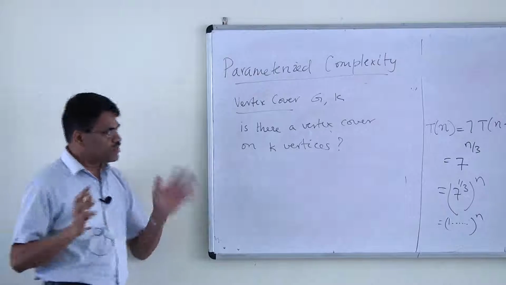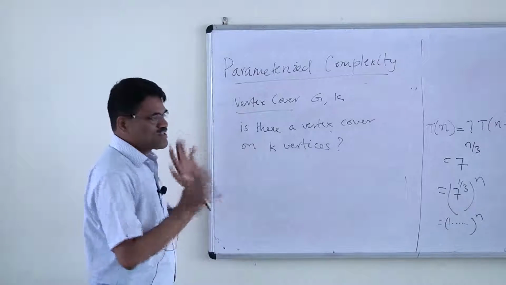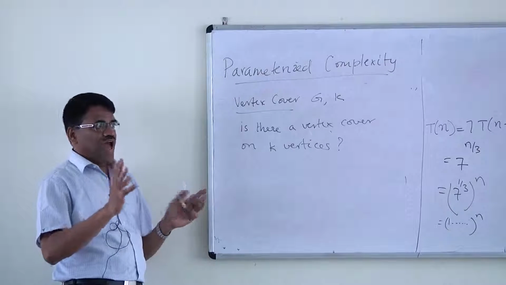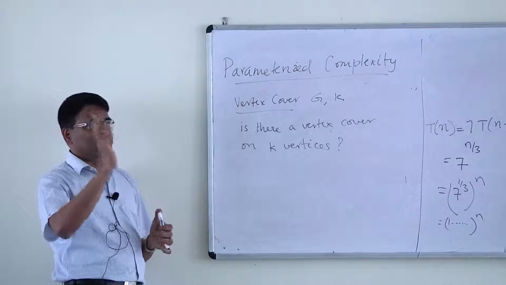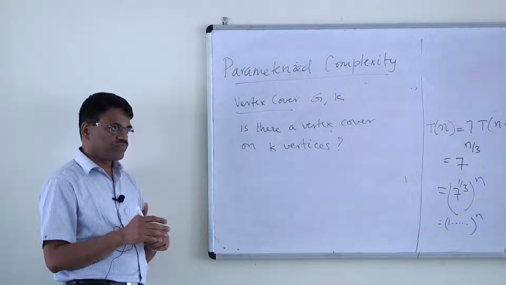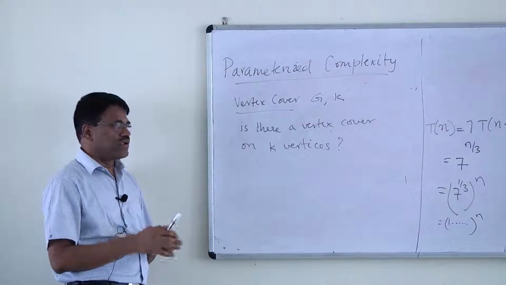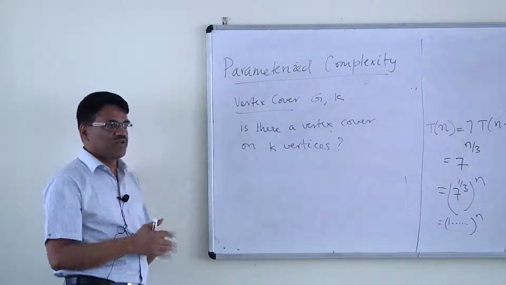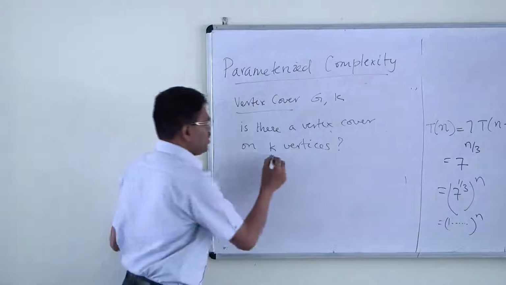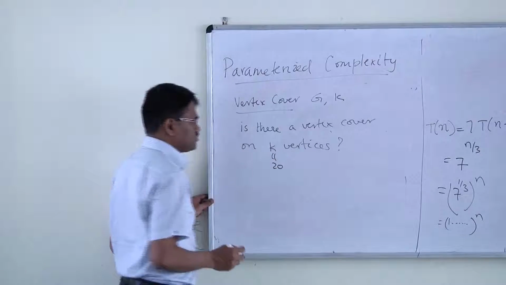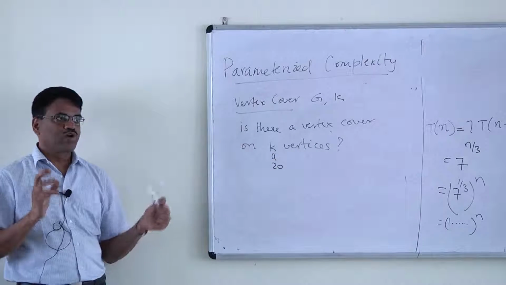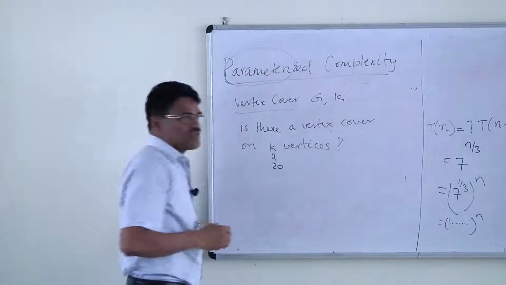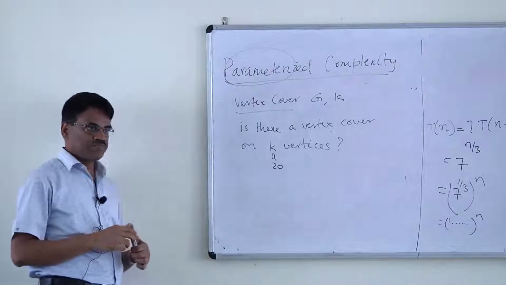But suppose I am not interested in minimum vertex cover. Somebody told me that this graph actually has a vertex cover of size 25, so I want to find it. In particular, I just want to know if there is a vertex cover of size 20. Let's say K is small. Is there a vertex cover of size 20? So 20 is some parameter. This is all about looking at some parameters of the input.